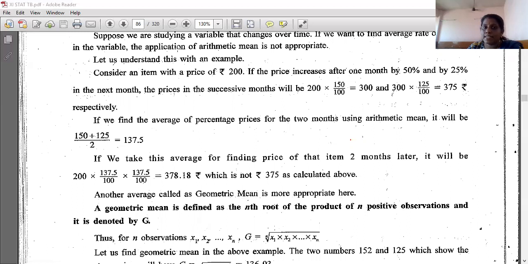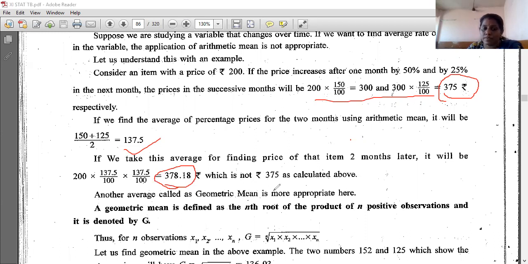Means here the answers are varying. We have used this method, and in this method our answer comes to 375, and when we use the geometric mean method, our answer comes to 378.18, which is not 375. Here the answers are a little bit different. So another average called a geometric mean is more appropriate here.